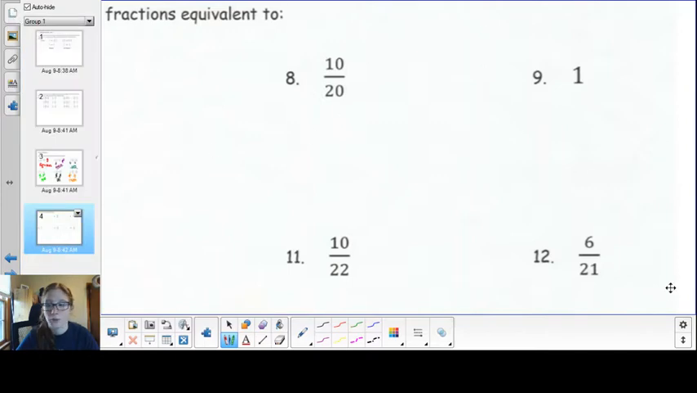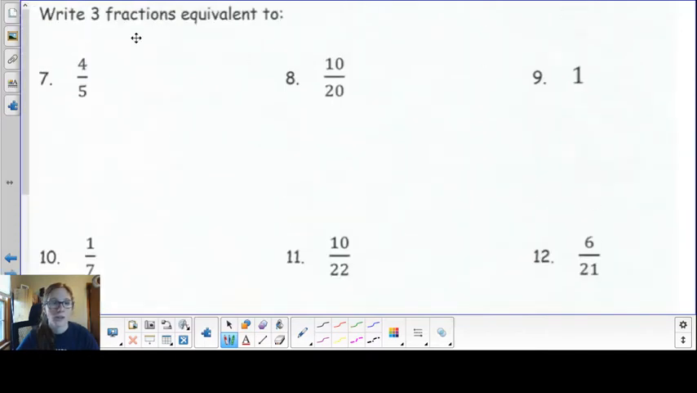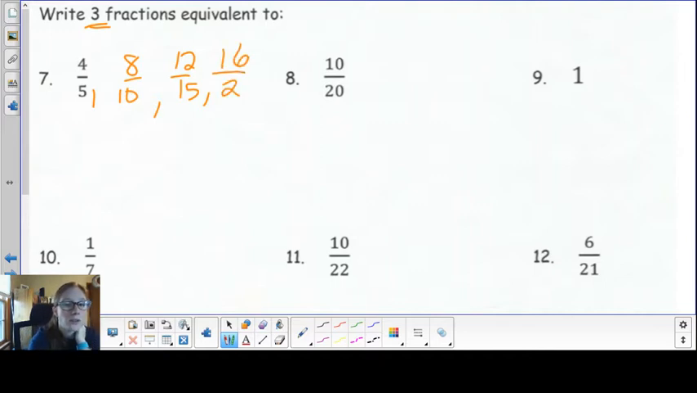Alright, this one we're going to write 3 fractions that are equivalent to each other. So that means we can either multiply or divide numbers. This one's already in lowest terms, 4 over 5, they can't reduce anymore, so we're going to multiply. So let's multiply by 2. So 4 times 2 is 8. 5 times 2 is 10. And I'm going to multiply by 3. So 4 times 3 is 12 and 15. And I need to write 3, so far I only have 2. So times 4, so I get 16 over 20.